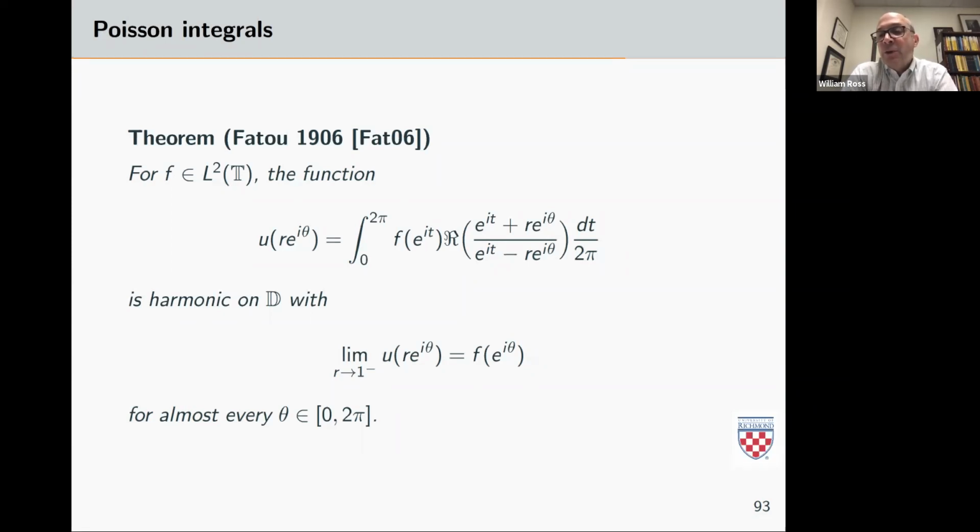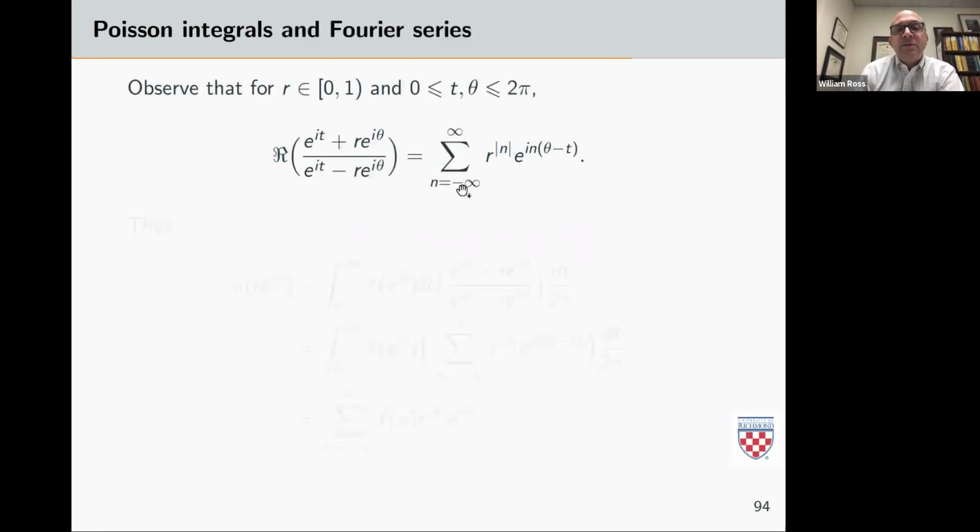So this solves what's known as the Dirichlet problem. If you have a continuous function, continuous boundary data, can I find a continuous function on the closure of the disk that's harmonic on the interior that agrees with f on the boundary? So this is a version of that. All right, so let's associate a little bit of Fourier series with this.